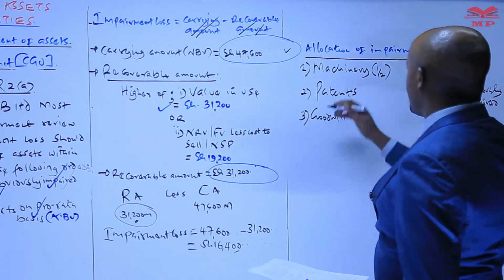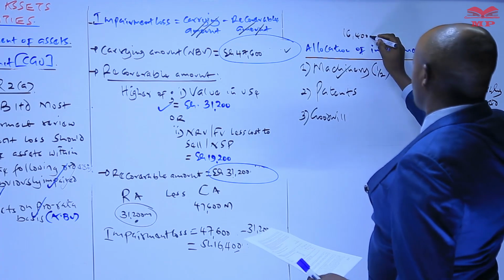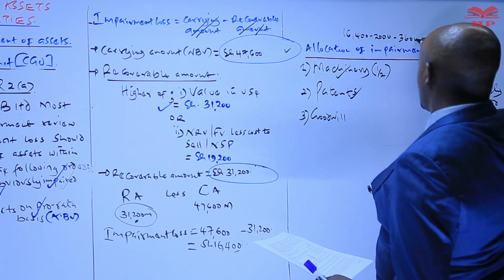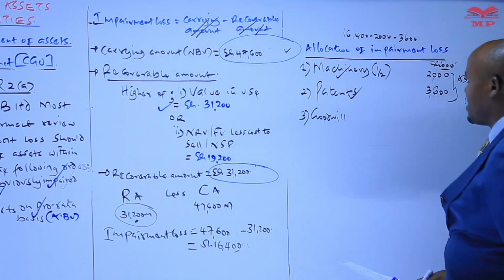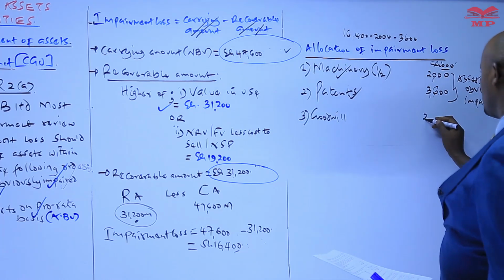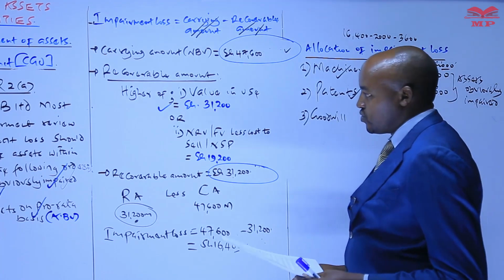Yes, because remember our impairment loss 16.4. To the machine, we have allocated 2 million. To the patent, we have allocated what? 6. So that means the remaining impairment loss is in excess of 10 million. So therefore, to the goodwill, we are going to allocate the full amount of what? 2 million. Yes, so that is goodwill.